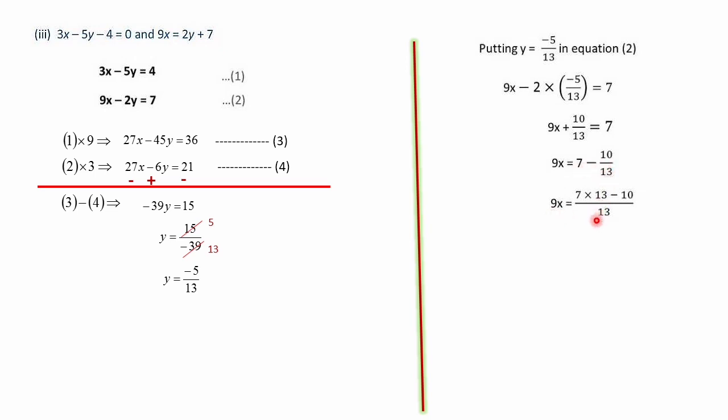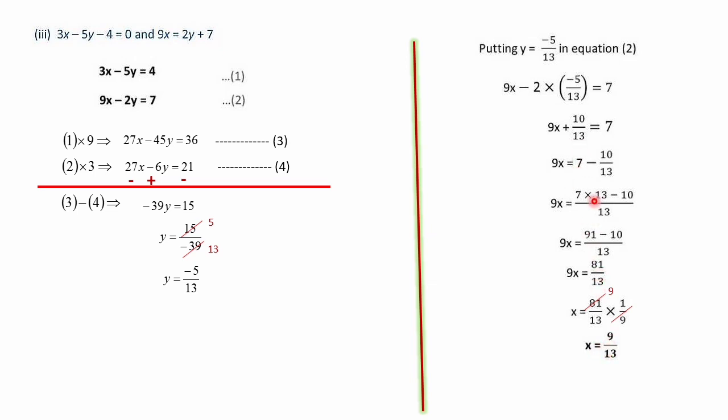We will take the common LCM. Then this 13 we have to multiply with the numerator, 7 into 13 minus 10. Here nothing to multiply because the denominator is 13 itself. So just 10 as it is will be coming. That is 9x equal to 7 into 13 is 91, minus 10, by 13. Then 9x is equal to 91 minus 10, that is 81 divided by 13. Then x is equal to 81 divided by 13. This 9 will come to the denominator as 1 by 9, into 1 by 9 will be coming. Then 9 and 81 we can cancel 9 times. The final answer will be 9 divided by 13. x is equal to 9 divided by 13.